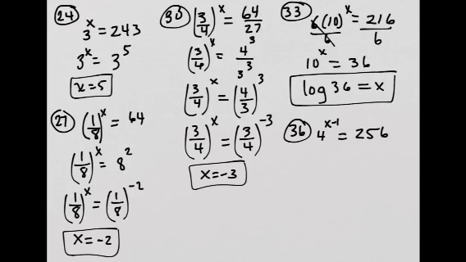Alright, so for 36, 256 is actually 4 to the 4th. Okay, you can just put it on a calculator, and you see 4 to the 4th is 256. So now bases are equal, so I could say that x minus 1 equals 4. I'm going to add 1 to both sides, so x is 5.